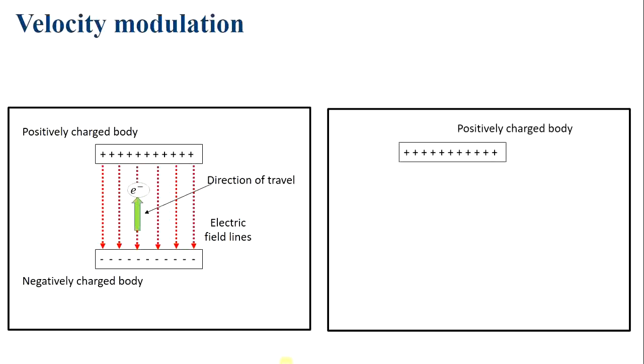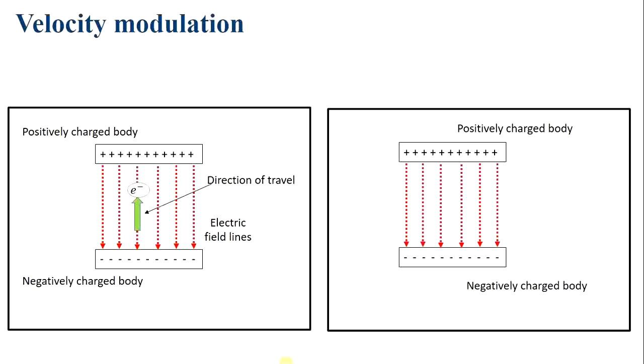Consider again a positively charged body, a negatively charged body, and electric field lines from positive to negative, and the electron is traveling in the direction of the electric field lines. The negatively charged body will repel this electron and cause it to decrease its velocity. When the velocity is decreased, the energy level is also decreased. The energy lost by the electron is gained by the electrostatic field.